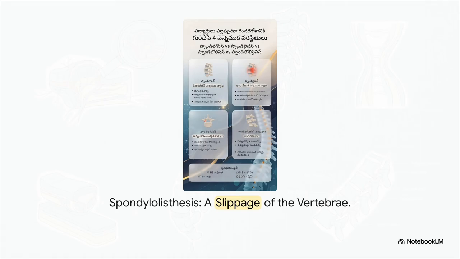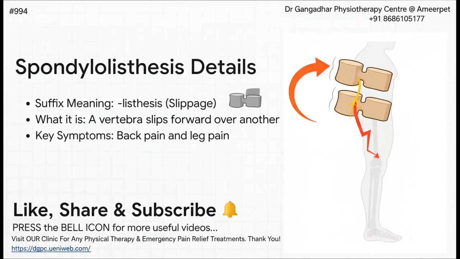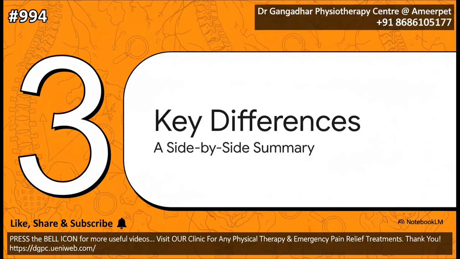And that brings us to our final term, spondylolisthesis. Remember our last suffix, listhesis? That means slippage, and this condition is, you guessed it, exactly what it sounds like. One vertebra actually slips forward over the one beneath it. Now this slippage can be caused by a few different things. Sometimes it happens because that spondylolysis fracture we just talked about makes the spine unstable. And the result isn't just back pain. If that slipping bone starts to pinch the spinal nerves, you can end up with nerve pain, numbness, or even weakness in your legs.